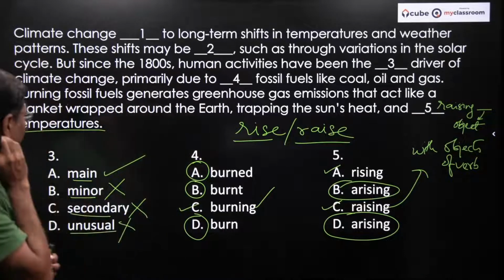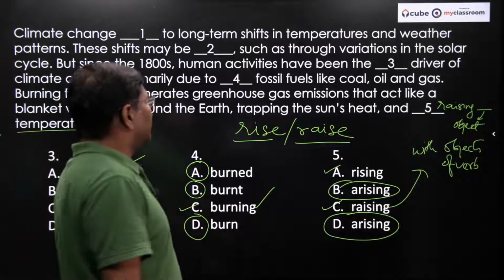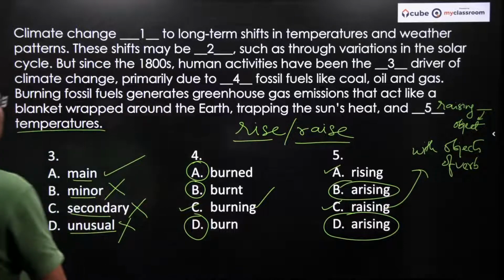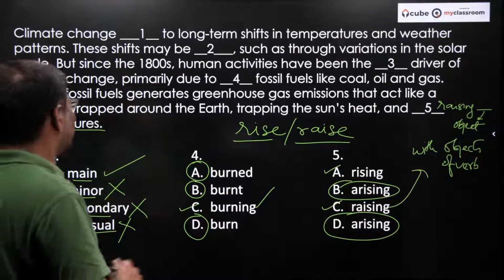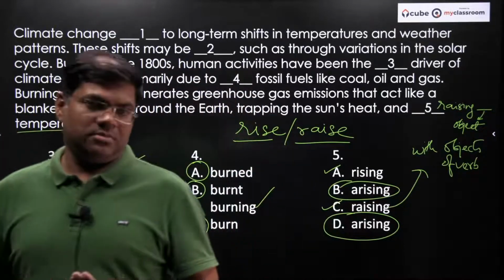So how would you go ahead? Burning fossil fuels generates greenhouse gas emissions that act like a blanket wrapped around the earth, trapping the sun's heat and raising temperatures. So there is someone who is doing it, correct?